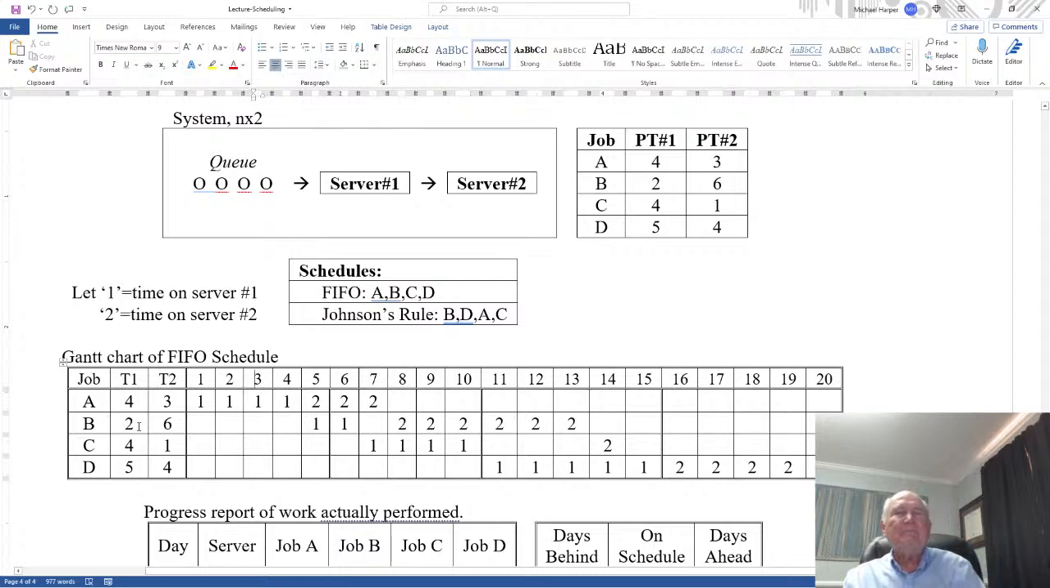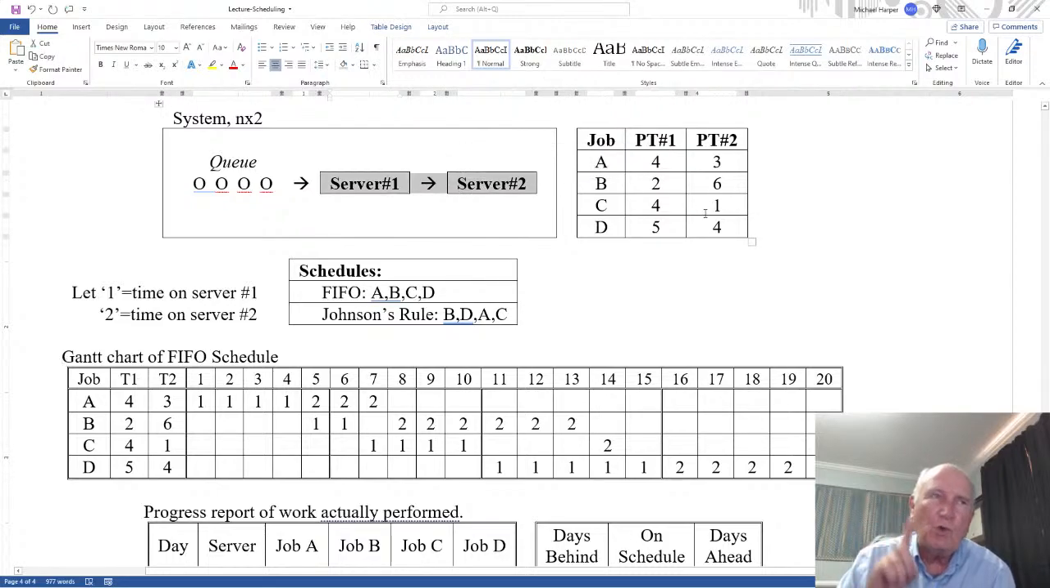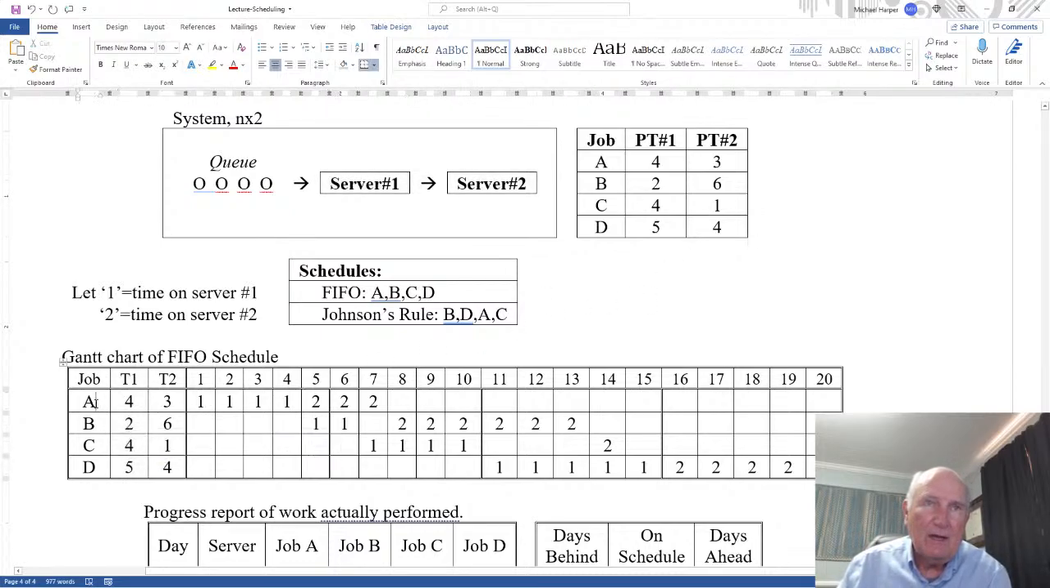Okay, what about the second job? Well, there's a rule. The rule is that a server can only service one job at a time. So for the first server here, B has to wait until the first server is available, and then it can process for 2 days. So this right here represents queue time. B waiting in a queue for server 1 to be available. So that's a queue time in front of server 1 for 4 days. And then it goes to server 1 for 2 days, 1, 2.